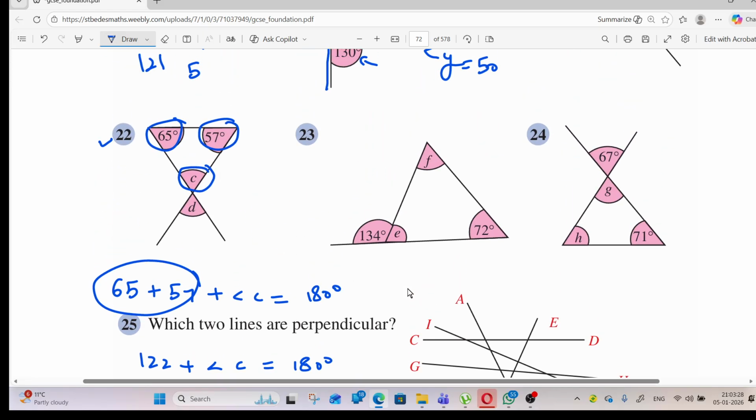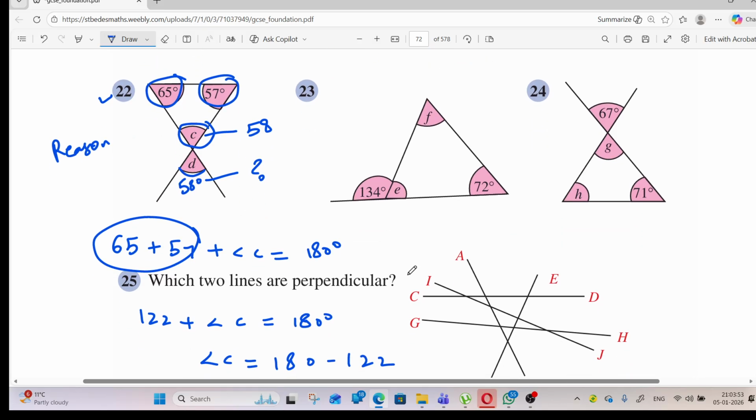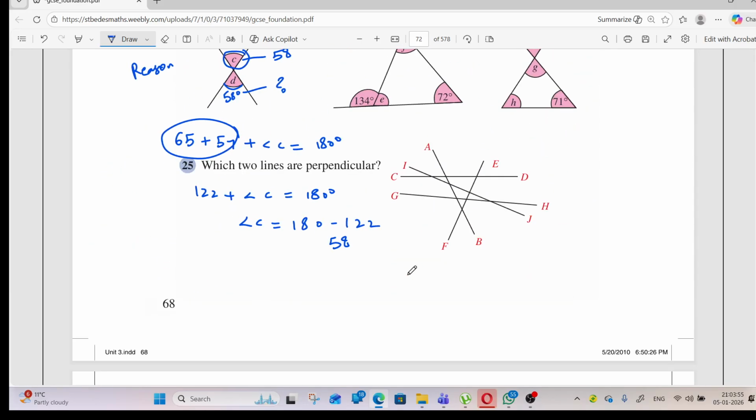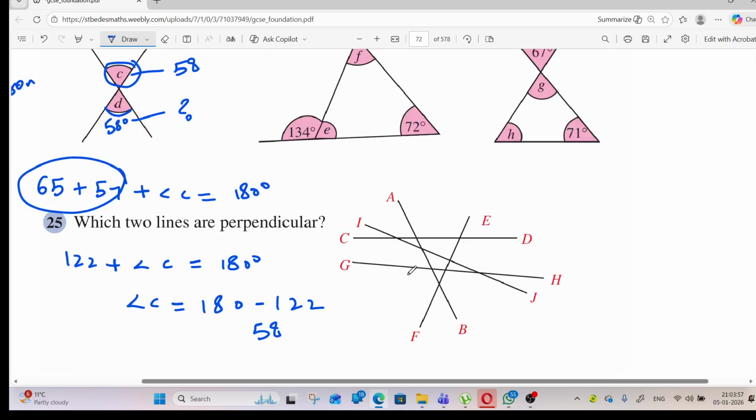Let's go back to our question. So this is 58. If angle C is 58, how much is angle D going to be? Yes? Hello? Are you there? Also 58. Yes. The reason why it is going to be 58 too? Because they're opposite. Yes, vertically opposite angles. Very good. Exactly.